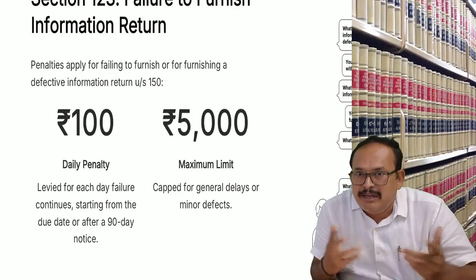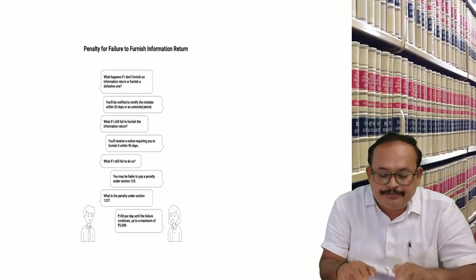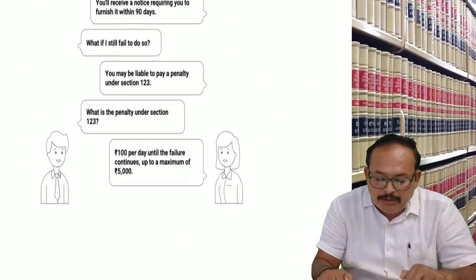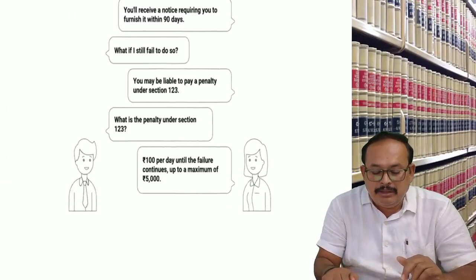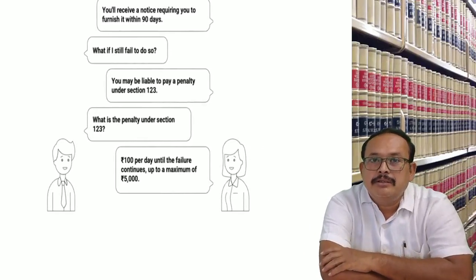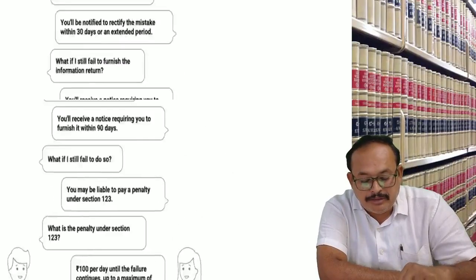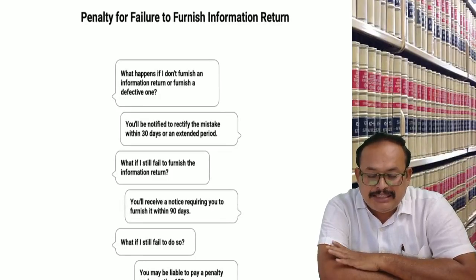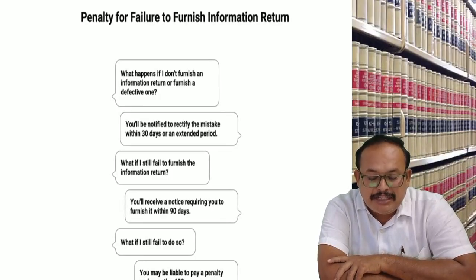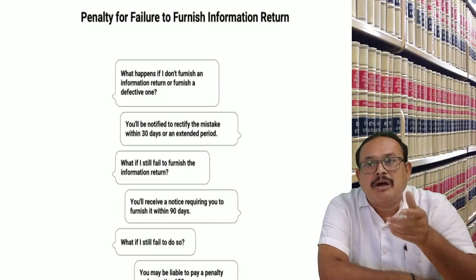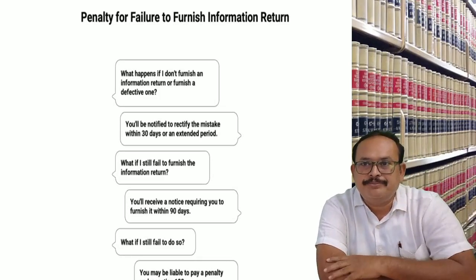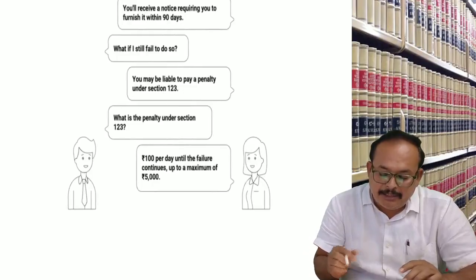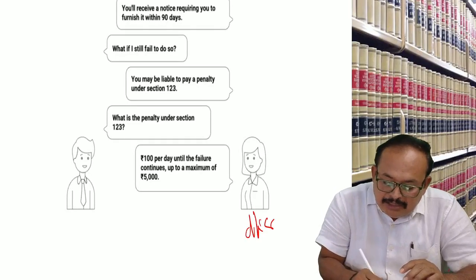The flow of when it applies, look here. A revision, sir. Revision. See here. A gentleman is asking a gentlewoman, what happens if I do not furnish the information written or furnish a defective one? Who is asking? A concerned officer, maybe a bank manager. He is asking the department person. He is a banker, an officer.